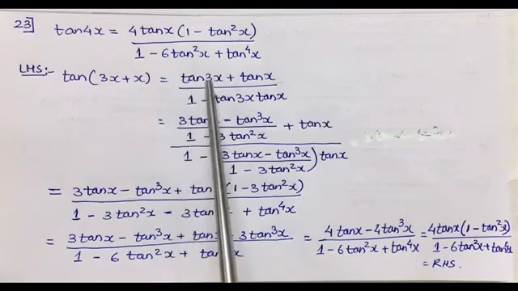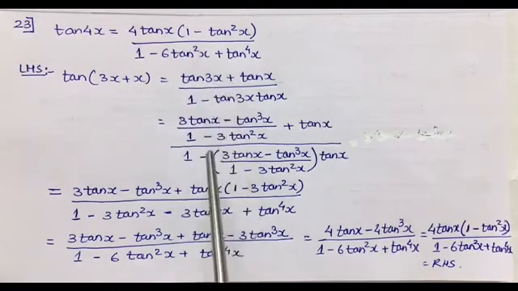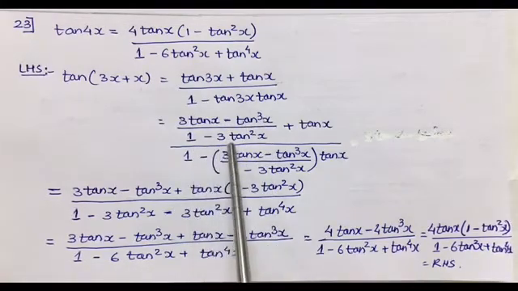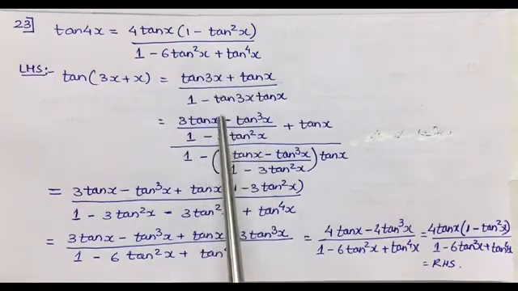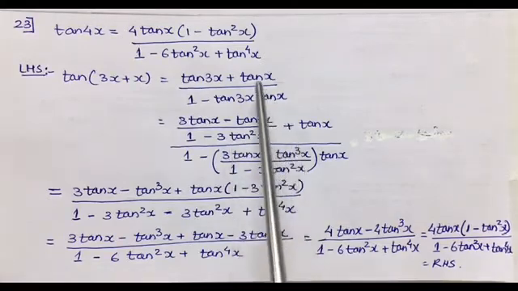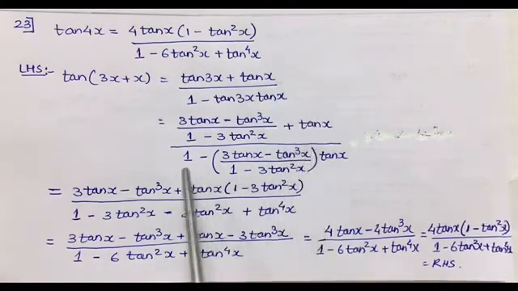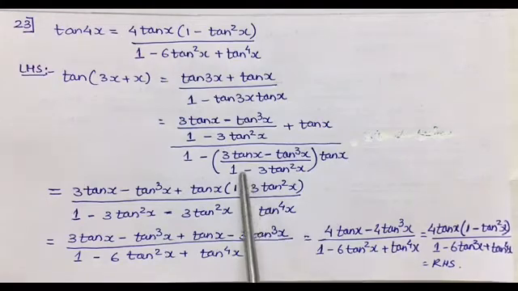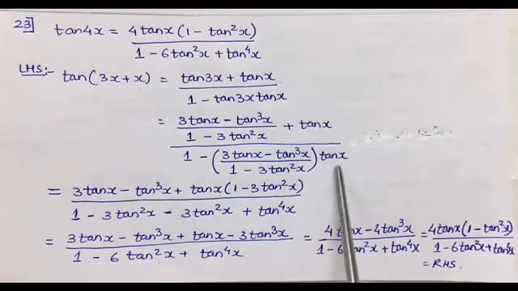We already have the formula of tan 3x. That formula is 3 tan x minus tan cube x upon 1 minus 3 tan square x. So wherever tan 3x is there, we need to substitute the formula. Plus tan x as it is, divided by 1 minus, again in the place of tan 3x the formula is being kept and tan x is as it is.